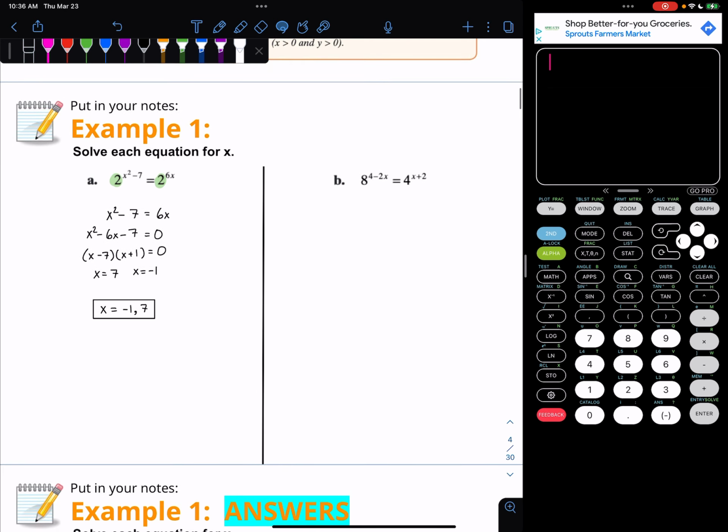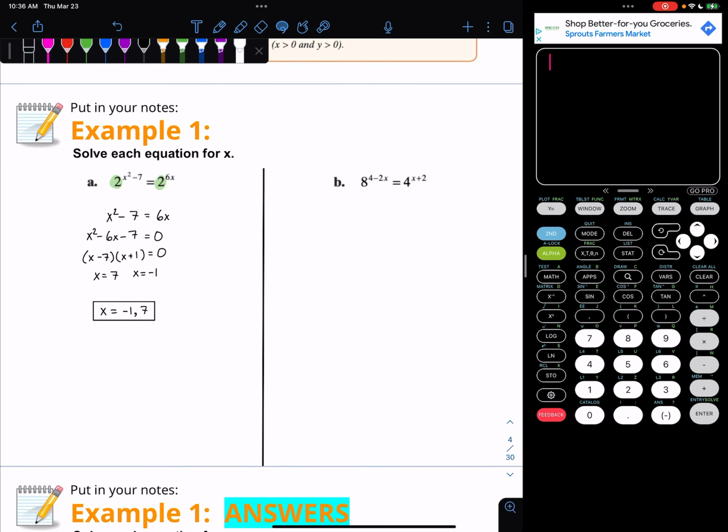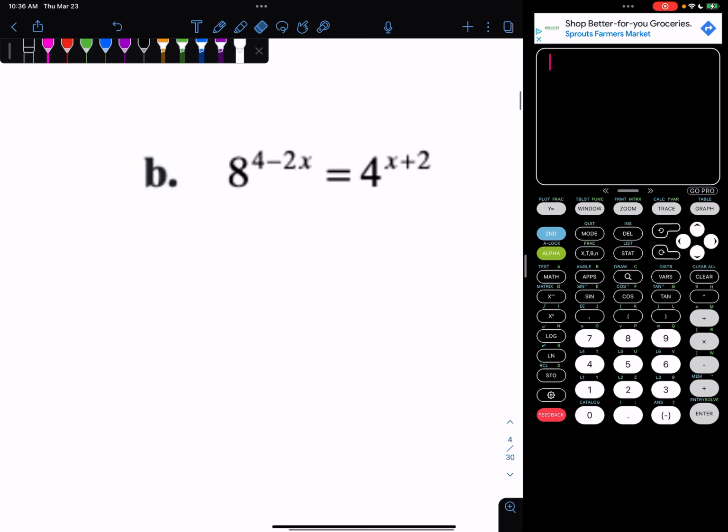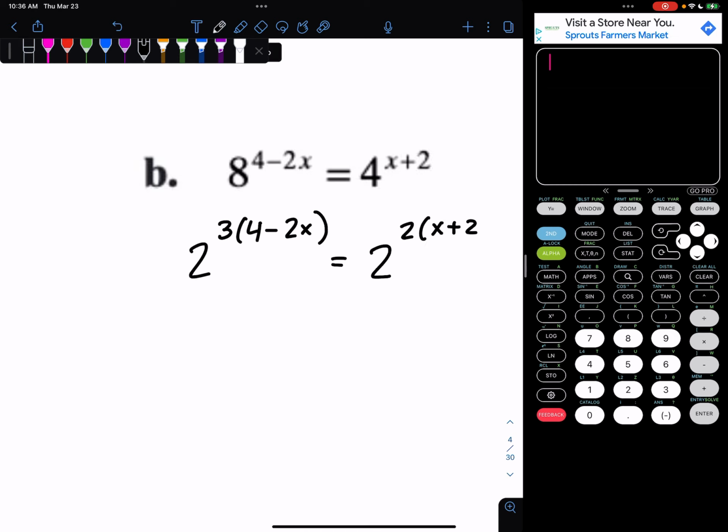So we're going to continue on. All right, next slide. You'll notice here we have an 8 and a 4. I know some people right away are going to be like, just divide them, 8 and 4. You can't divide the 8 and 4, but you can rewrite them with common bases. So the 8 here, we can write with a common base of 2. And that would put it with a power of 3 times 4 minus 2x. And on the right, we'd have a base of 2, and this puts it as a power of 2 times x plus 2.